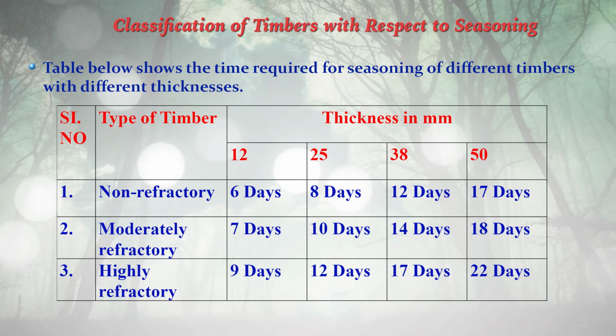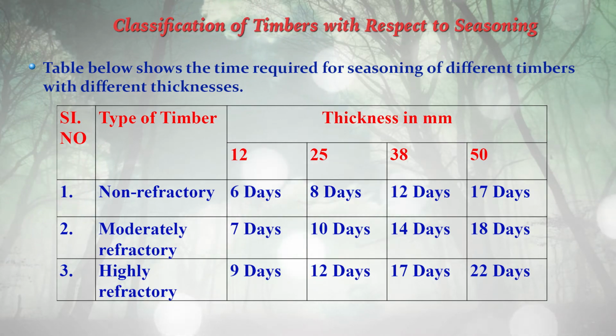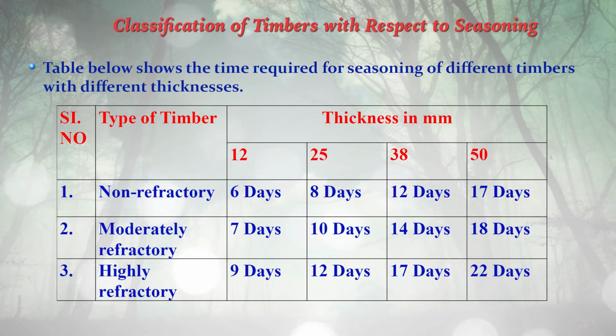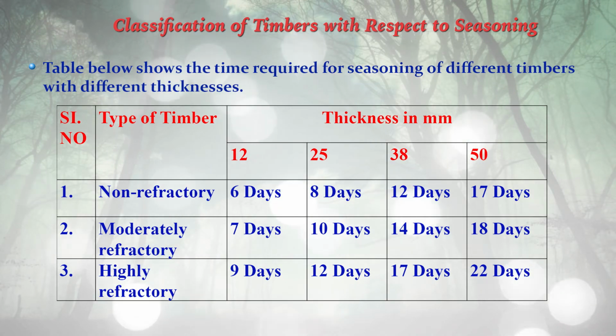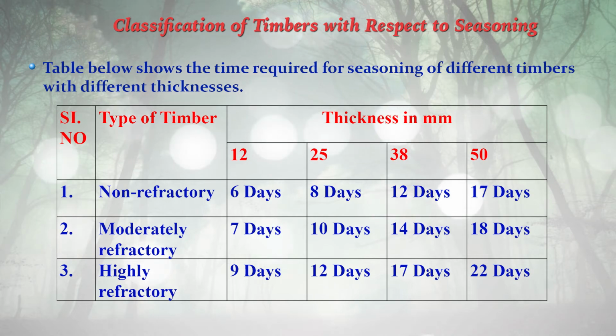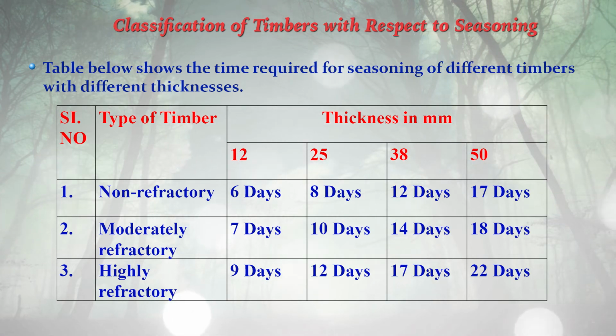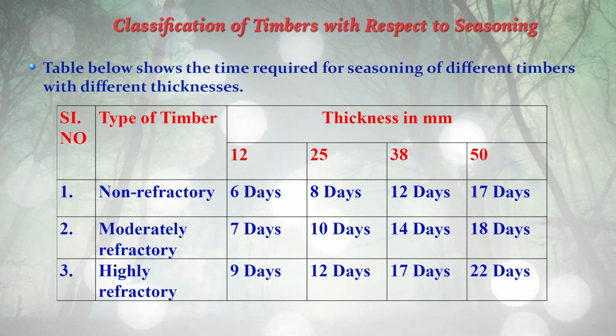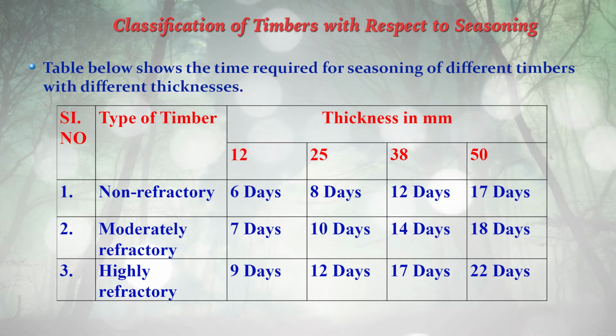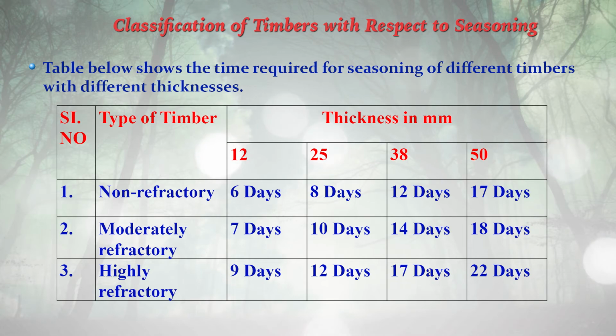If we look at the moderately refractory timber, the time periods for the different thicknesses are: for 12 mm 7 days, for 25 mm 10 days, 38 mm 14 days and 50 mm 18 days. For highly refractory timber, similarly, for 12 mm thickness 9 days, 25 mm thickness 12 days, 38 mm thickness 17 days and 50 mm 22 days. So here you see the time varies along with the type of timber, as well as for the same timber the time of seasoning varies with the thickness of the piece.